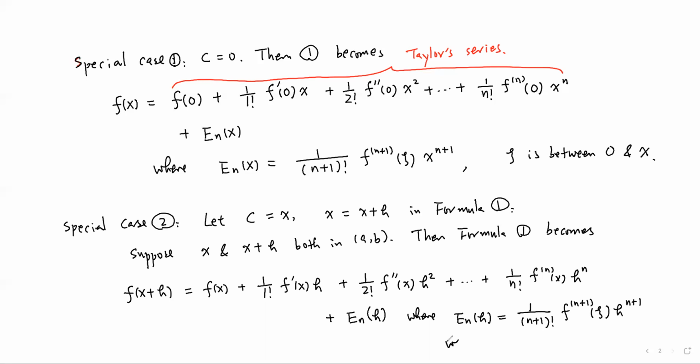Okay, where xi is between x and x plus h. Special cases. This is a Lagrange remainder.